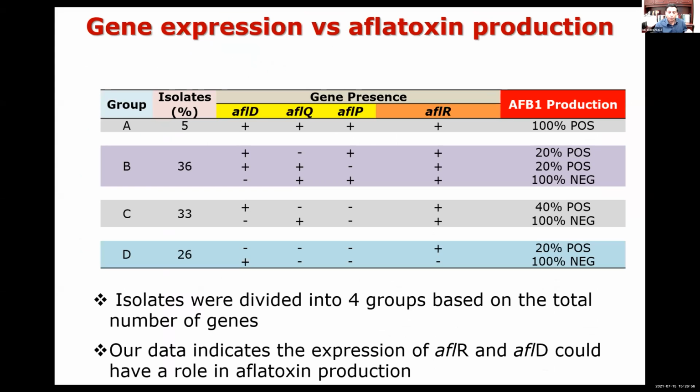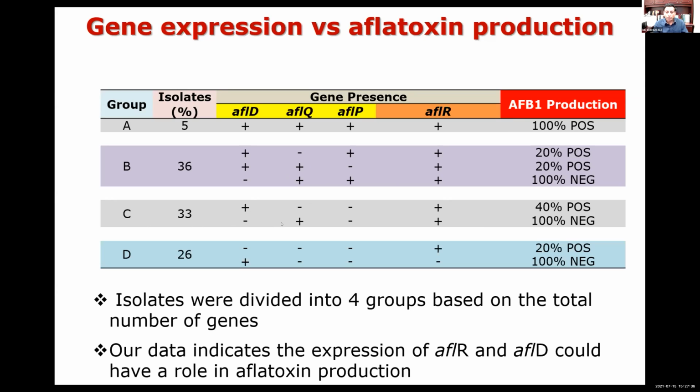We have categorized the isolates into 4 groups. For the 5% of isolates that have all 4 genes present, 100% are positive for aflatoxin production. For the second group, with 3 genes present in different combinations, we have seen 20% positive if it is AFD plus the regulatory gene AFR. There are 3 combinations; whoever has AFD and R, we do see positive. The other 3 combinations without D were 100% negative.